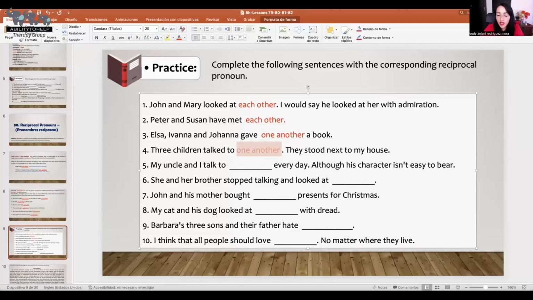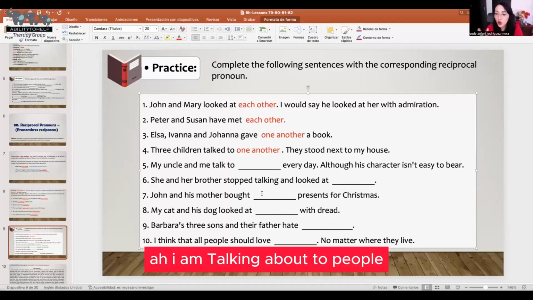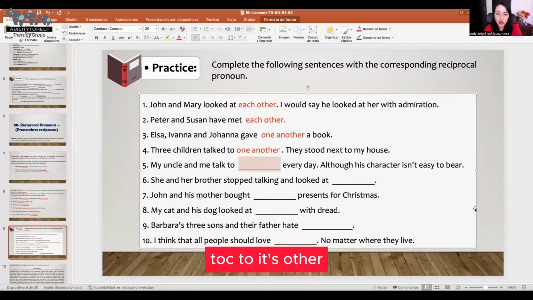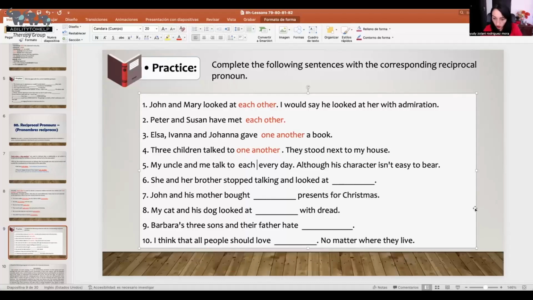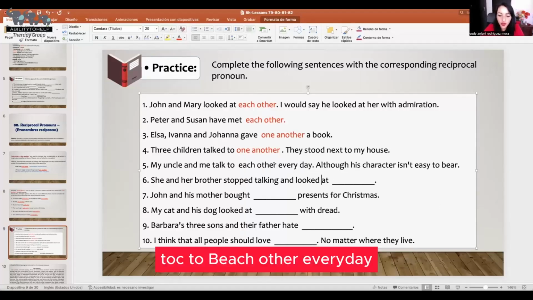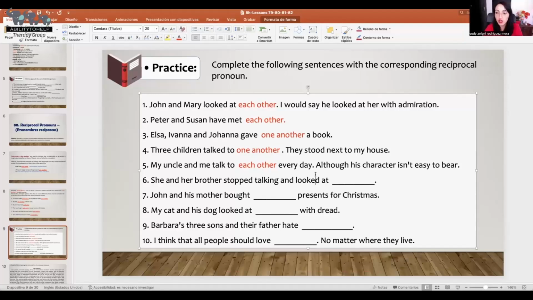They stood next to the house. My uncle and I, or my uncle and me, I prefer something like that. My uncle and me talk. I am talking about 2 people, my uncle and me. So that's why I have to write my uncle and me talk to each other. Talk to each other every day. So I think we have a good relationship because we talk every day. We talk is a reciprocal activity. I talk to him, he talks to me.